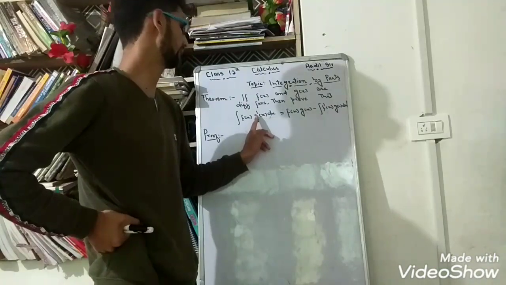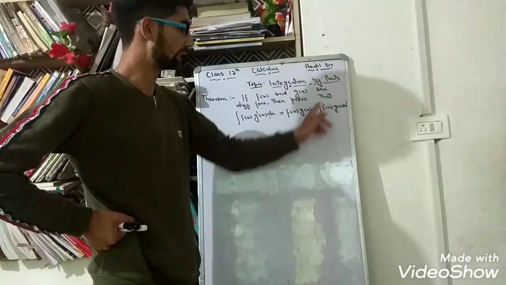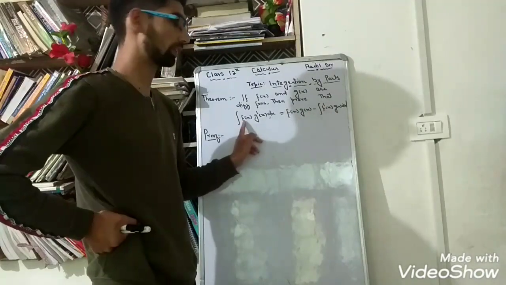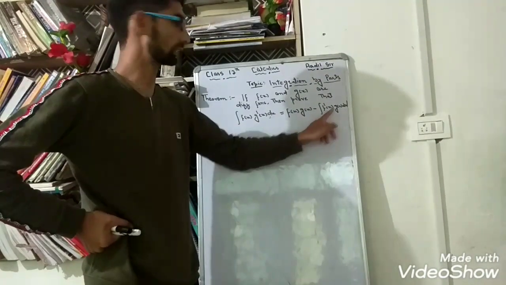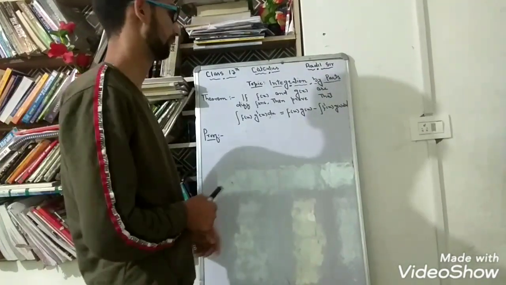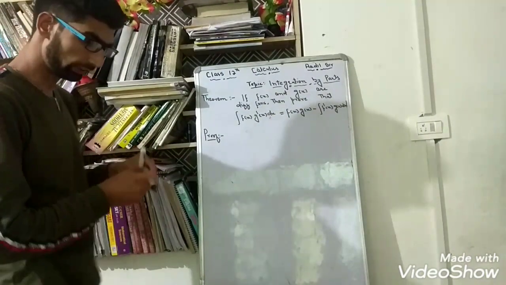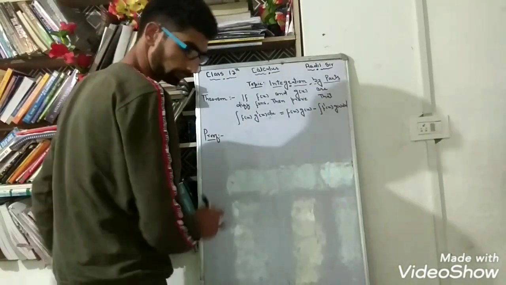minus the integral of the differentiation of the first function, f'(x) g(x) dx. We have to prove this. So without wasting our time, we will go for the proof.